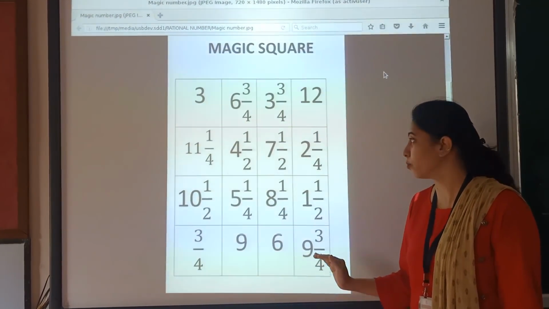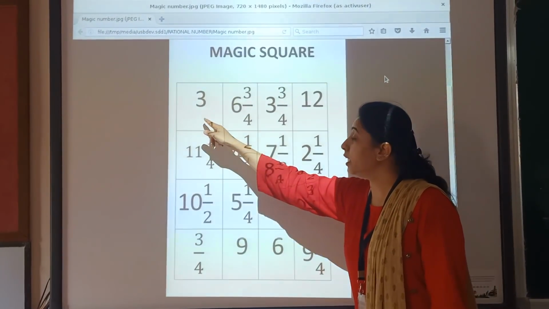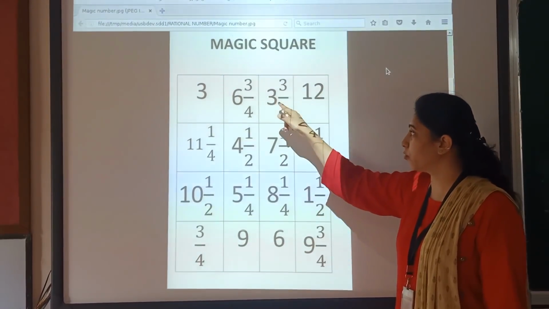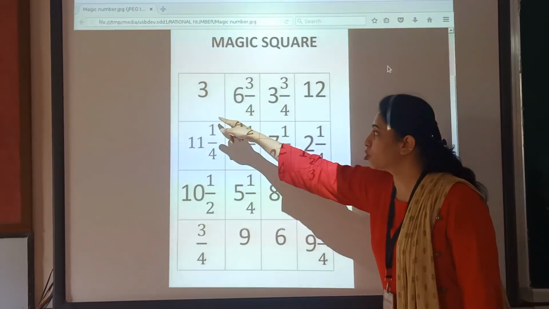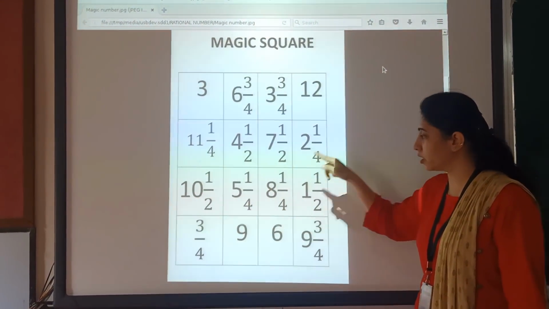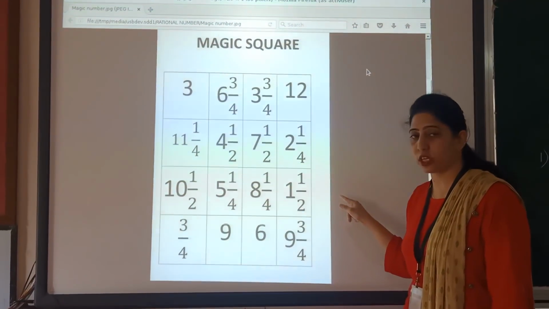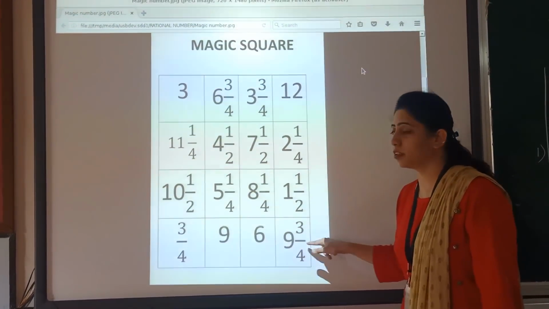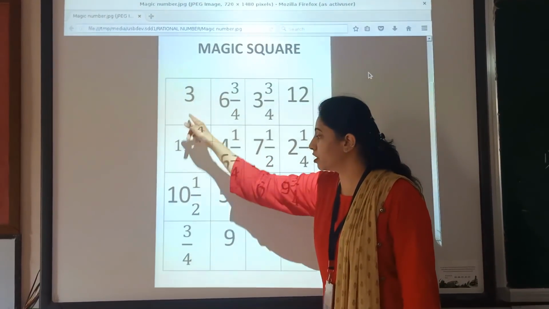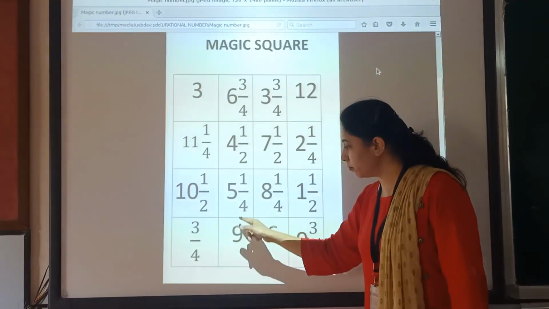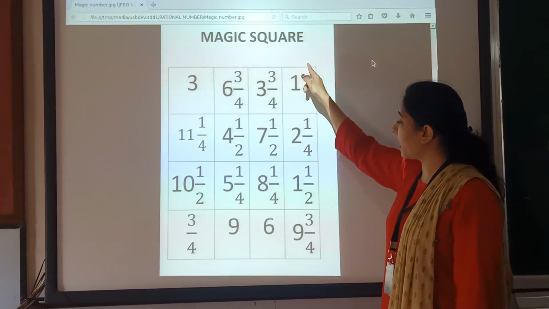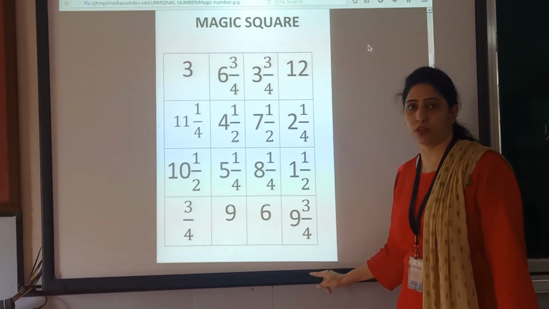So how to check whether it is a magic square or not? You have to add each and every row. This first row, that is 3 plus 6 integer 3 upon 4 plus 3 integer 3 upon 4 plus 12. So you have to add the first row, then the second row, and check what answer comes. Then add the third row, check the answer, and then add the fourth row. Then in the same way add column wise: first column, second column, then the third column, and then the fourth column, checking the answers.